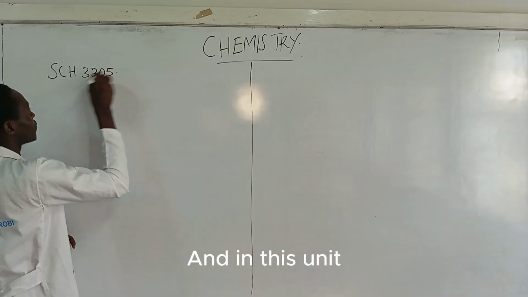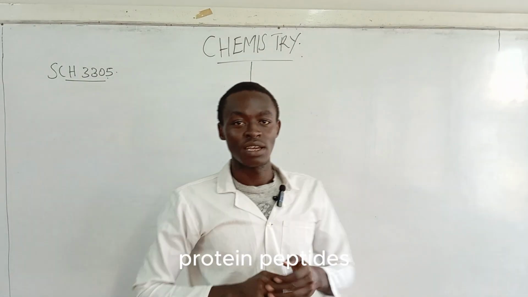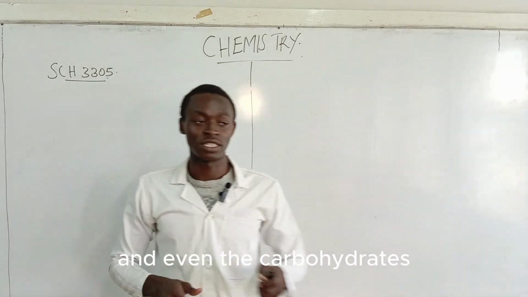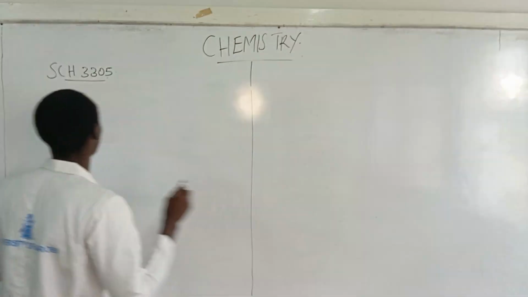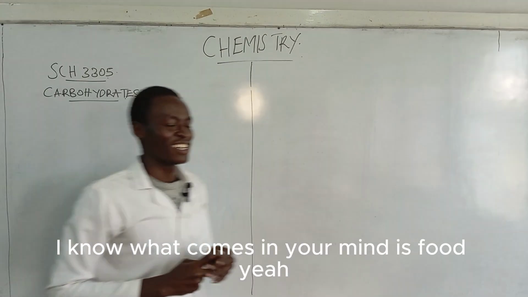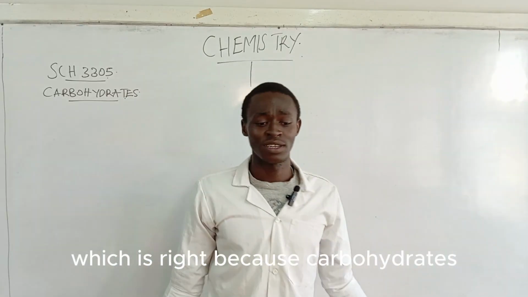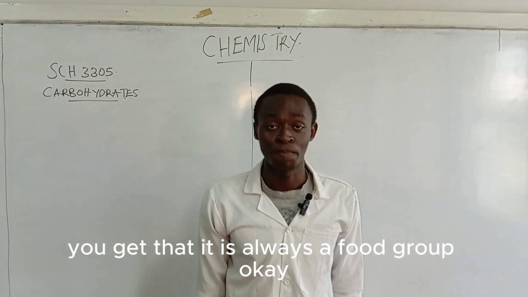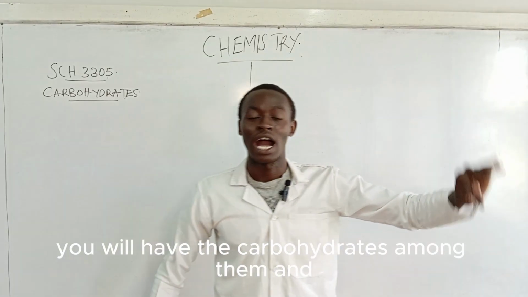Now, today, under chemistry, we want to learn something different: units under the SCI. In this unit, we are going to discuss amino acids, proteins, peptides, and then the carbohydrates. The first that we're going to tackle today is the carbohydrates. When you hear the term carbohydrates, what you think of in your mind is food, which is right, because carbohydrates are always a food group. When you're speaking about the three food groups, you always have carbohydrates among them.